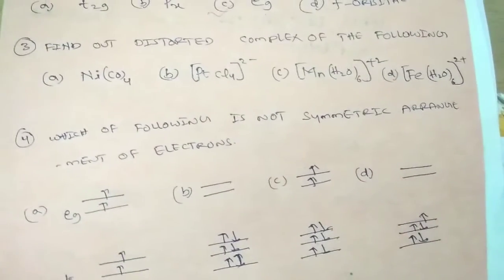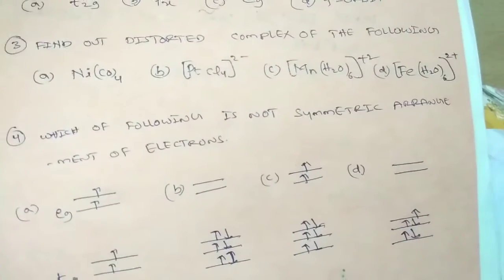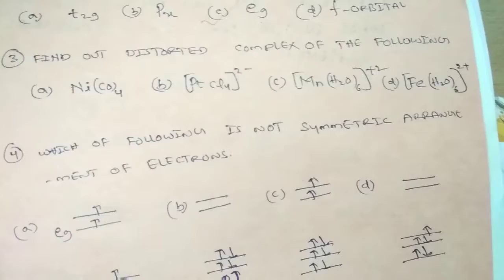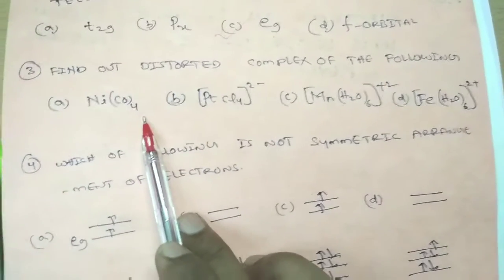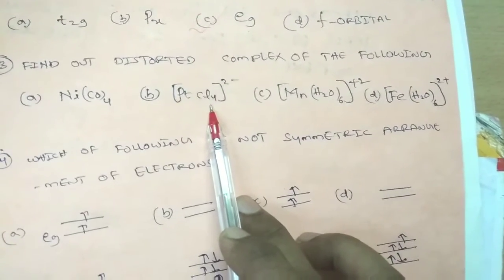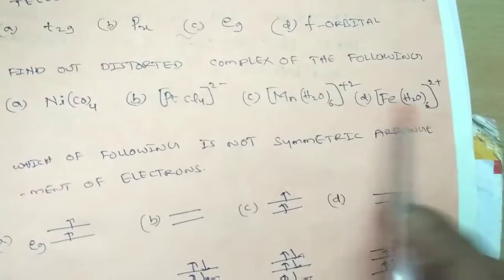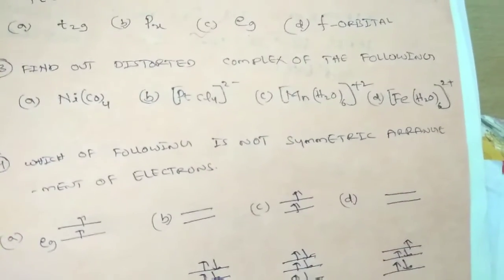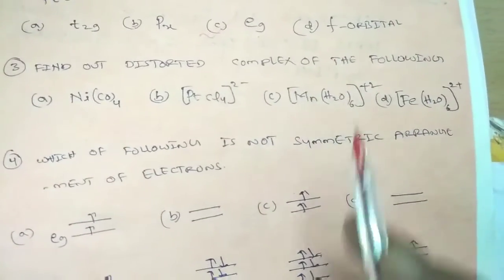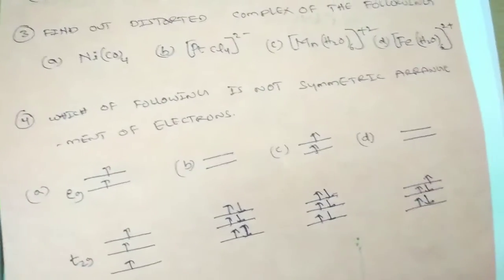Let us go for question number 3. Find out distorted complexes of the following. Which complex will show distortions? It is very clear that Jahn-Teller distortions are observed in octahedral complexes. This is nickel carbonyl, tetrahedral geometry, leave it, and this is tetrachloroplatinate 2-, which belongs to square planar geometry, that also you have to leave. When you look at both, both are octahedral complexes, but we have to find which is having a uniform arrangement.